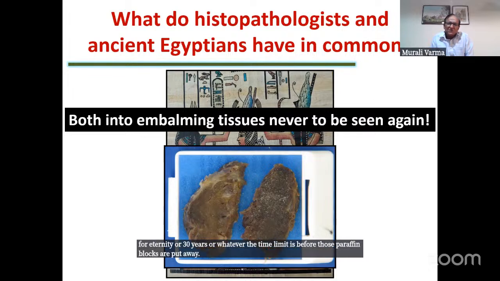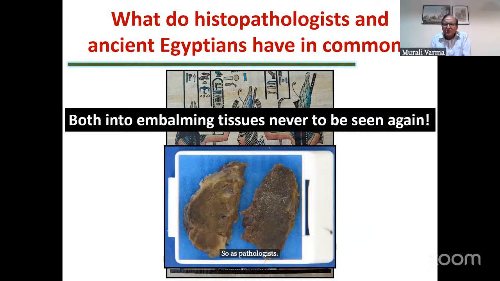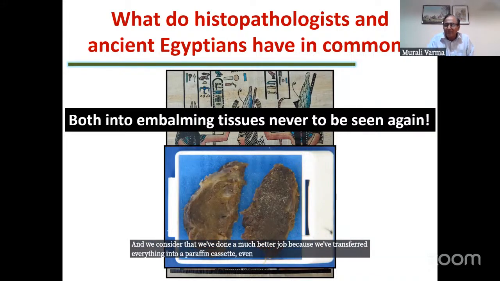So as pathologists, sometimes we seem to get this great satisfaction by transferring the tissue from the formalin pot into the paraffin cassette. And we consider that we've done a much better job because we've transferred everything into a paraffin cassette, even though we have only examined one 5 micron section.